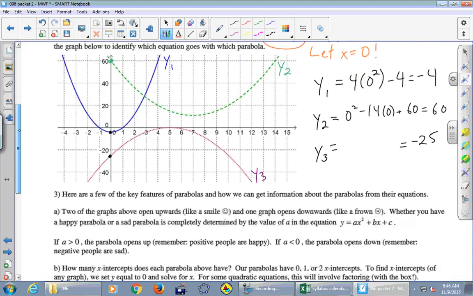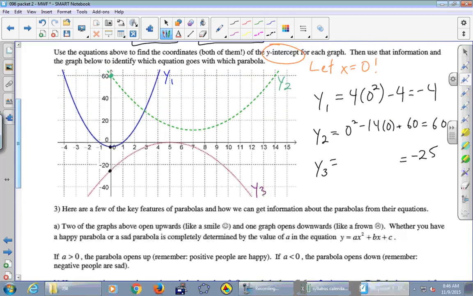Let's take a look at them. The blue parabola has how many x-intercepts? 2. The pink parabola has how many x-intercepts? Looks like 1, maybe. It's hard to know. We'd really have to kind of zoom in there, but I'd buy it. It could be 1. And the green parabola has how many x-intercepts?